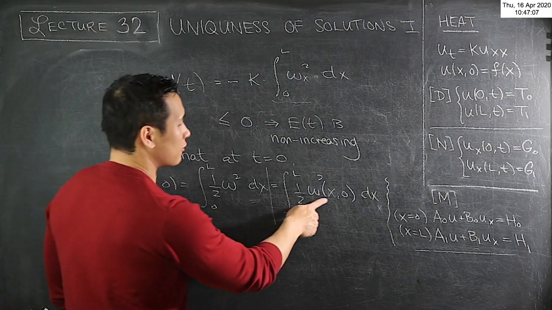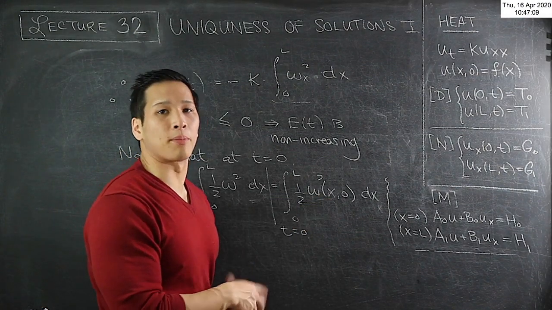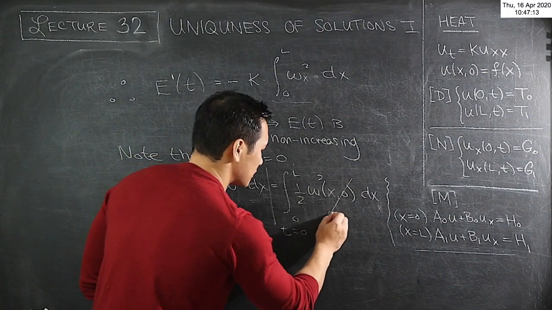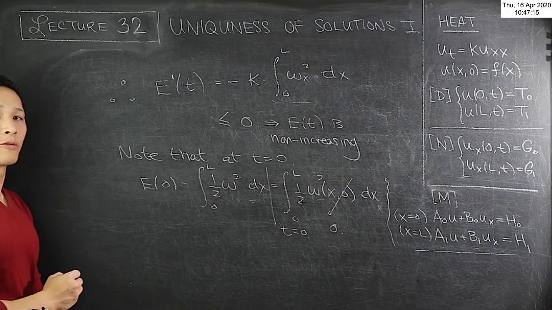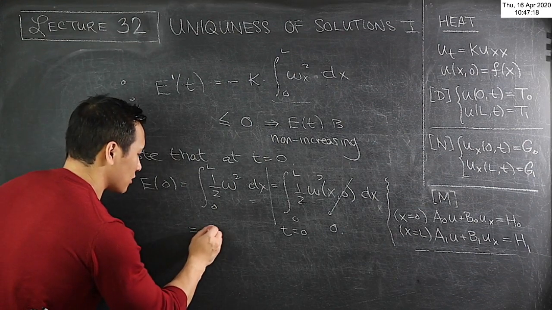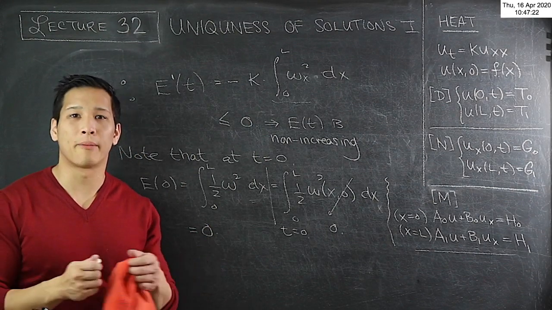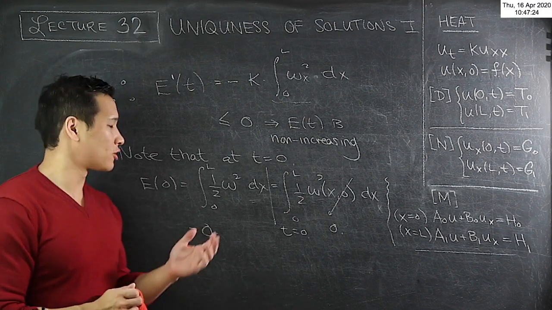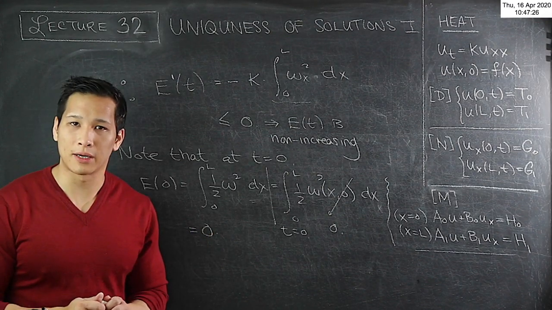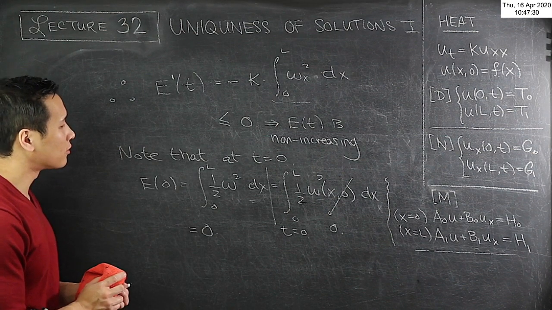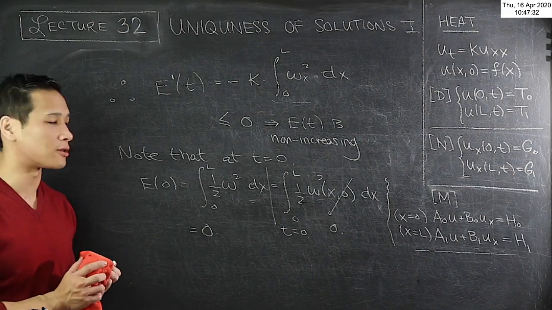Okay? But w of x and 0 is equal to 0. The bar initially starts off at 0 temperature. So this is 0, and you're left with the conclusion that the energy starts off at 0. Right? Makes sense. A bar which has 0 temperature should have 0 energy to begin with. Okay, so now you are ready to make the final conclusion.